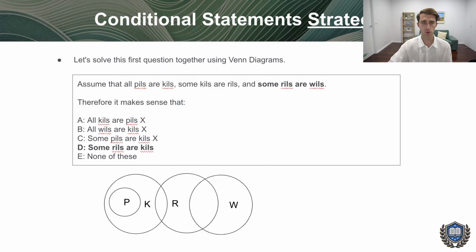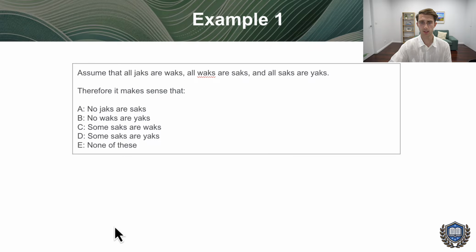And so what we might do is we might just do one more quick example now, which is this one here. So assume that all jacks are whacks, all whacks are sacks, and all sacks are jacks. Therefore, it makes sense that no jacks are sacks, no whacks are jacks, some sacks are whacks, or some sacks are yaks. Now, obviously, this is not going to be able to be solved just in your head. You're going to have to use Venn diagrams here.